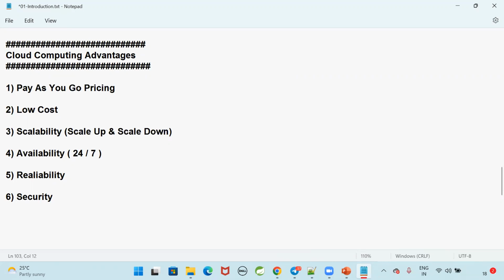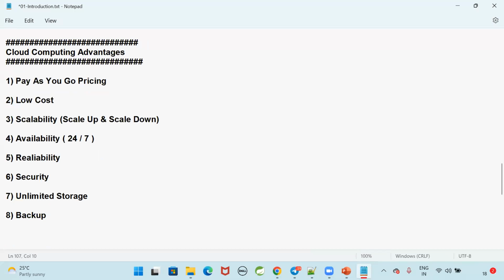Then security. Whatever data you are storing and whatever infrastructure you are creating in the cloud, they are responsible for security. They will take care of your security. Next one, unlimited storage. However much data you want to store, you can store. Unlimited storage they are providing. And backup will be available. They will maintain your data as a backup. If you lose it, you can get it from the backup.